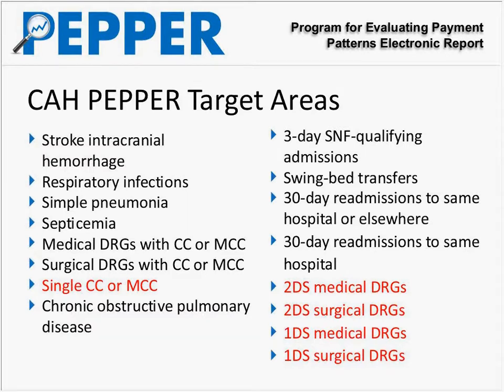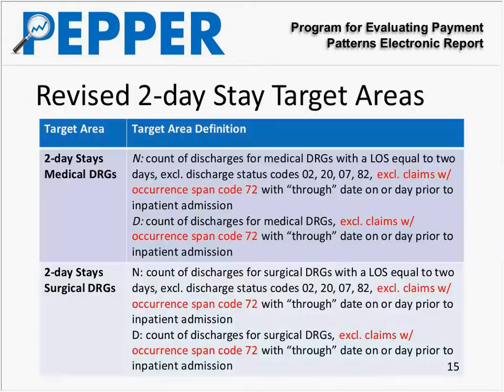More noticeable are the changes that we made to the short stay target areas, the 2-day stays and the 1-day stays for medical and surgical DRGs target areas. So I'm going to focus on these a little bit more closely in these next couple of slides. We have a couple of target areas that are focused on 2-day stays in the Critical Access Hospital PEPR. One is looking at 2-day stays for medical DRGs, and the other is looking at 2-day stays for surgical DRGs.